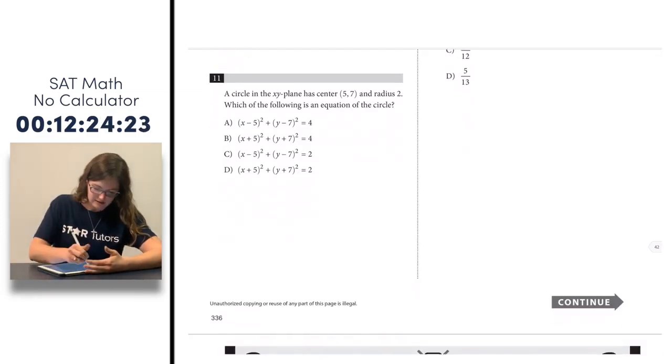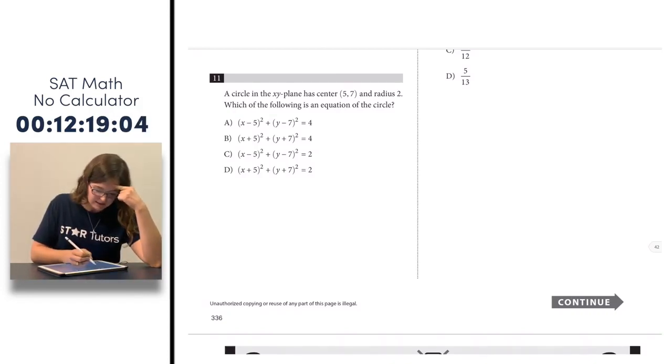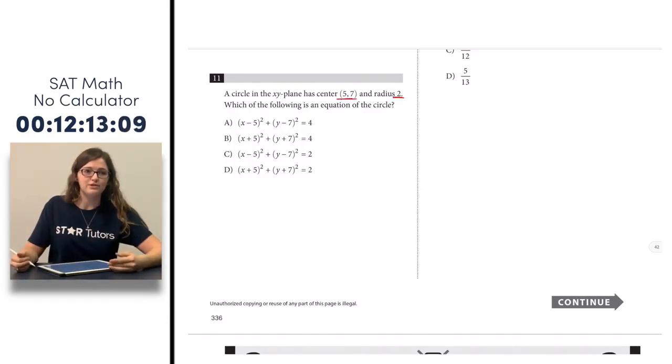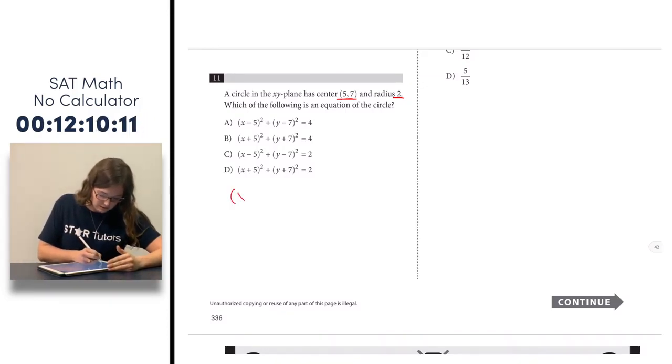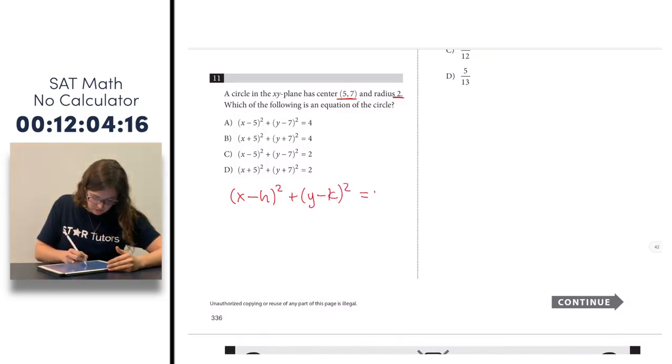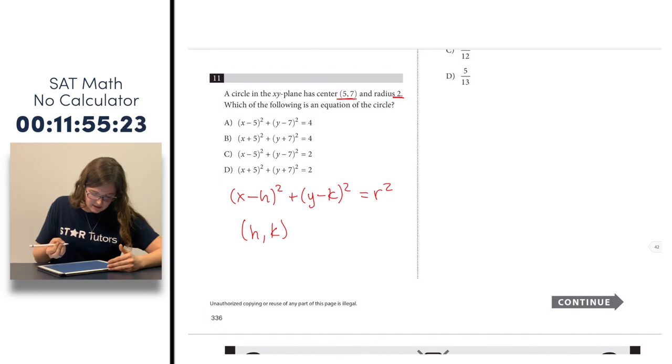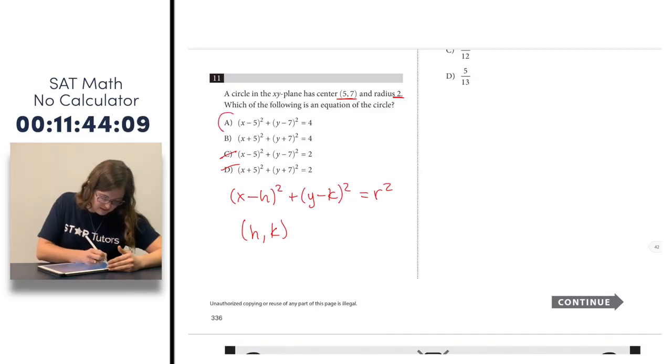All right, number 11. Oh, I should check my multiplication on that one problem too. Okay. A circle in the xy plane has center 5, 7, radius 2. So this is either you know the equation of a circle or you don't. The equation is always x minus h squared plus y minus k squared equals r squared, where the center is h comma k. Be careful here with these negatives, guys. Since our center is 5 comma 7 and our radius is 2, radius squared is 4, so it's definitely A or B, not C or D. And then we have to have this minus 5, minus 7 in our equation, so it's A.